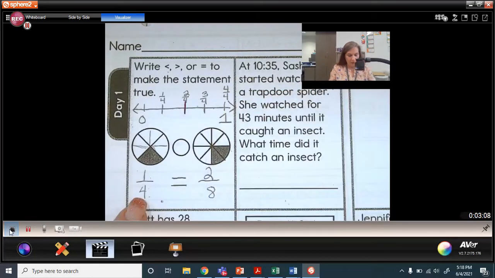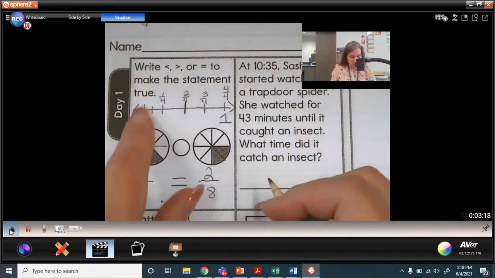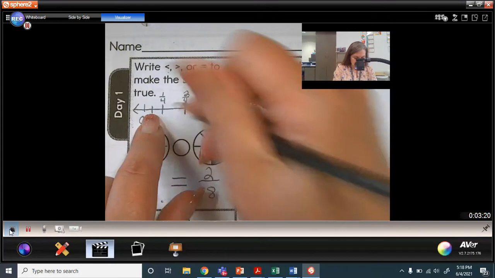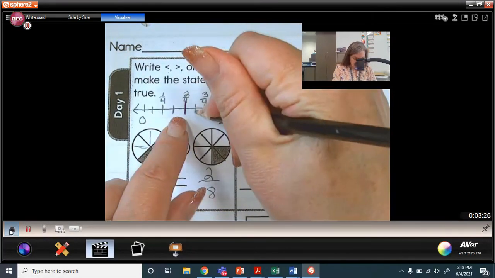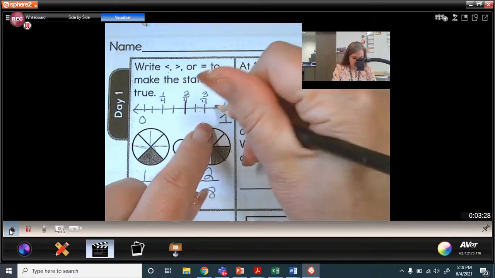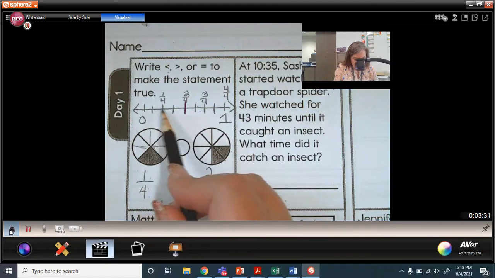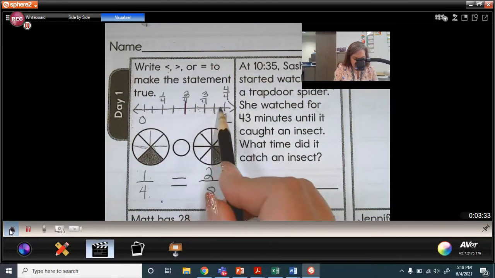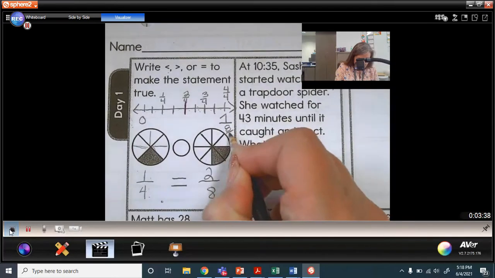Now from here, we can use our fourths to make, right, you got it, eighths. And so I'm cutting each one of these fourths into 2 pieces. That's 2 eighths, another 2 eighths, another 2 eighths, and finally 2 more eighths. So I have 1, 2, 3, 4, 5, 6, 7, 8 eighths. And remember, 8 eighths is 1 whole, right?